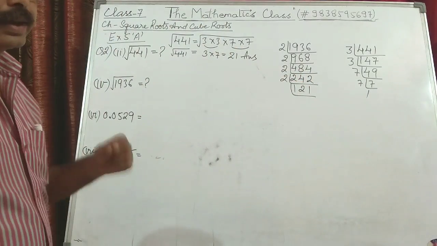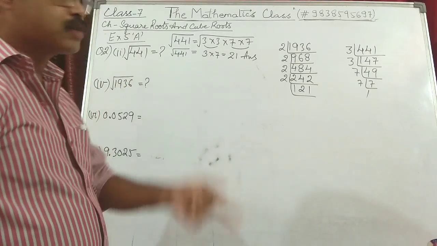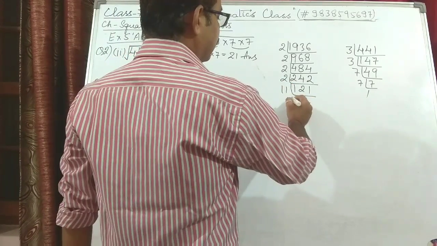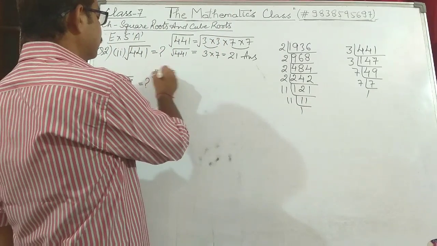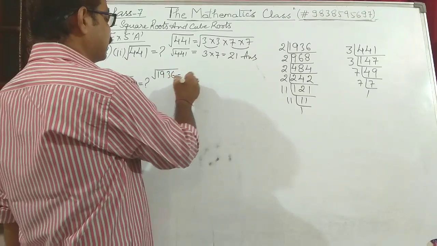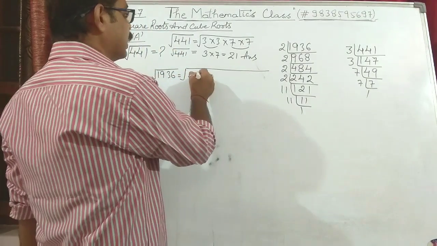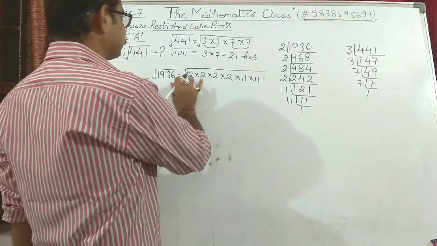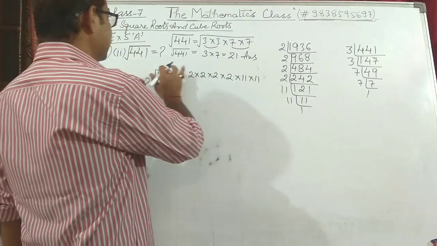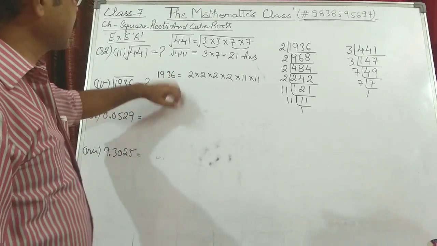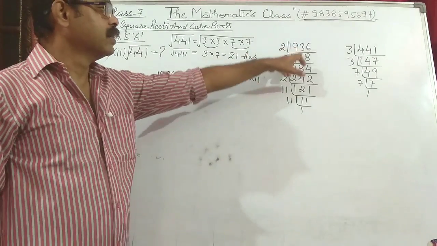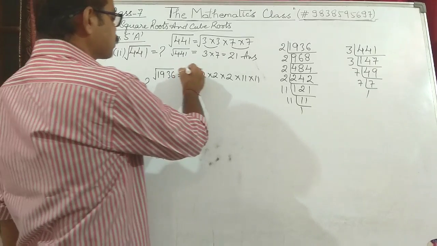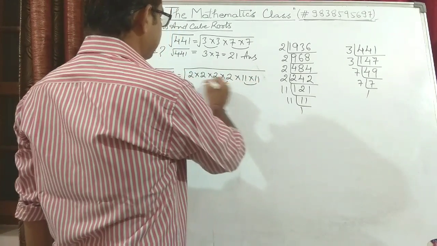Now we know, we have studied in the table that square of 11 is 121. So it means 121 can be written as 11 into 11. It means under root 1936 can be written as under root of all these factors, 2, 2, 2, 2 and 11 and 11, because 1936 has these factors. Now we have to find the root, so we'll put a root sign here and make the pairs. So one pair, second pair and third pair.